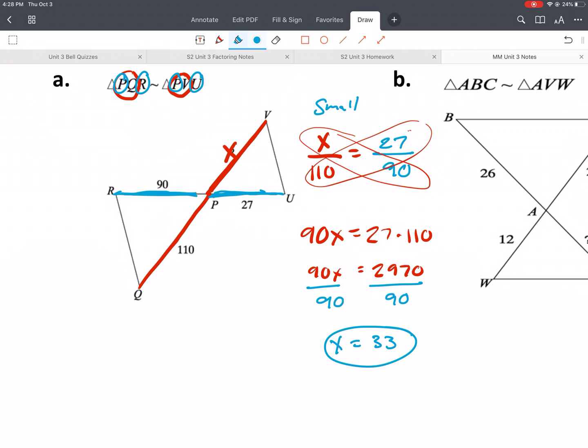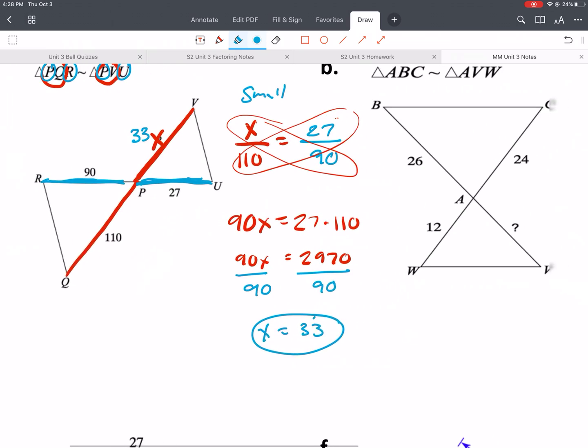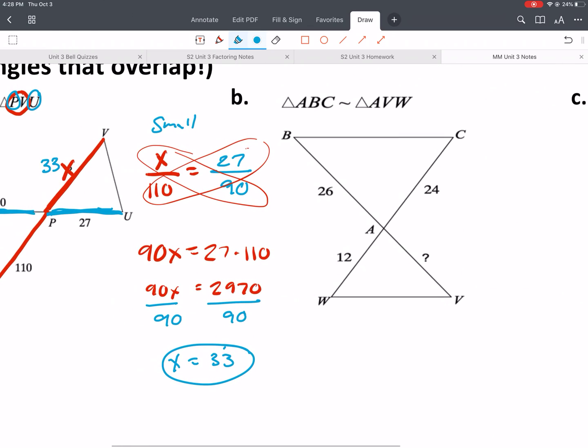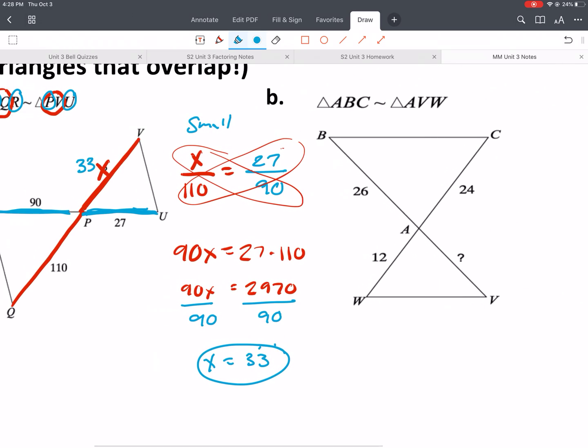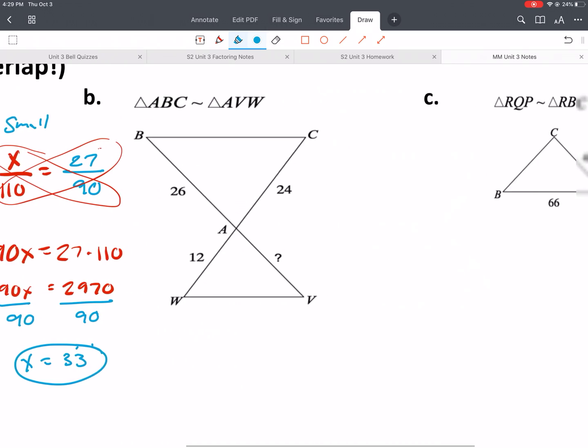Okay? And you can always look at that and say, does that make sense to have that be 33? And I would say, yeah, that sounds about right. It looks bigger than the 27. And if you wanted to, you could plug that into the proportions and make sure that works out. There's lots of things you can do to try and make sure that you got it right.